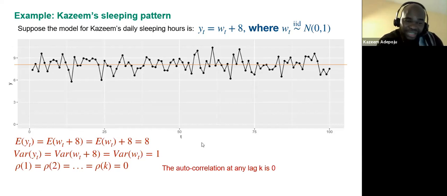And that is why rho 1 is going to be equal to rho 2, equal to rho 3, equal to rho K, and they all equal 0. So it means the autocorrelation at any lag K will be equal to 0. Autocorrelation means there is no connection between my daily sleeping hours. When you look at my sleeping hours for Monday, it cannot be determined from my sleeping hours on Sunday. They are not related. That's exactly what I'm trying to say.